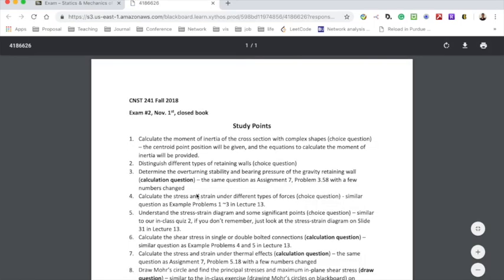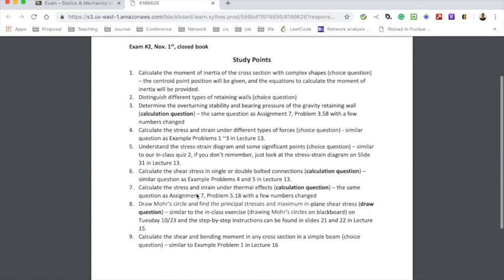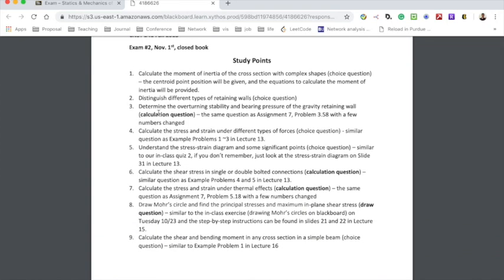Compared to our first exam, the study points only have 9. I highlighted the calculation questions. We have a total of 3 calculation questions. Let's look at the calculation questions first. The first one is to determine the overturning stability and the soil bearing pressure of the gravity retaining wall. This is the same question as assignment 7, problem 3.58, with a few numbers changed.